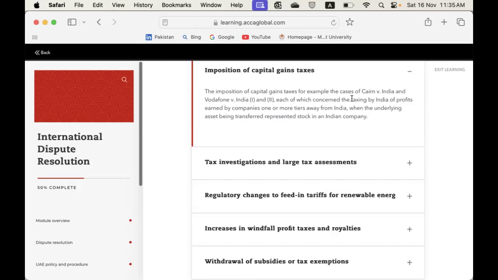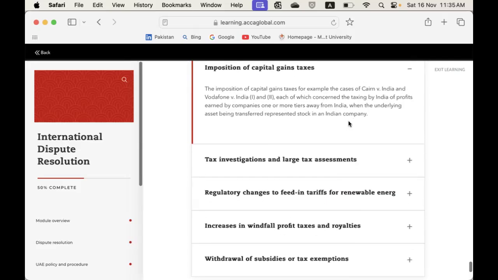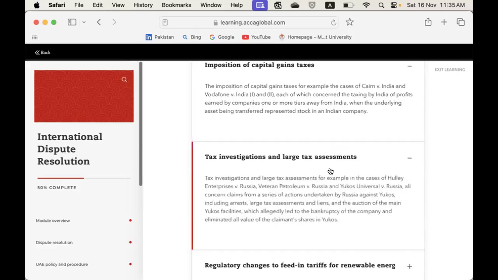For example, the cases of Cairn versus India and Vodafone versus India, each of which concerned the taxing by India of profits earned by companies one or more tiers away from India, when the underlying asset being transferred represented stock in an Indian company. So this was an example of a capital gains tax dispute that arose.